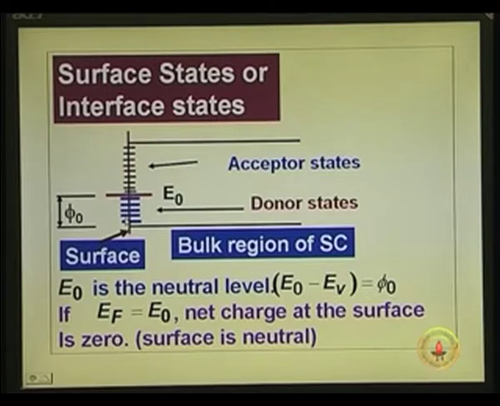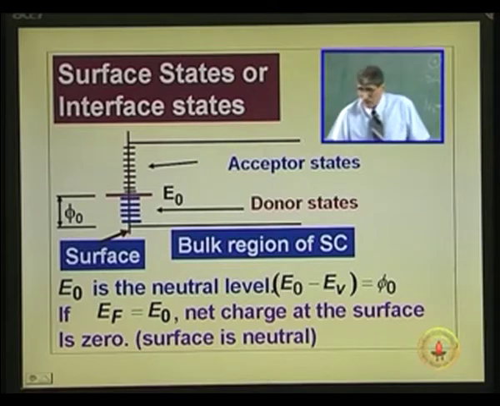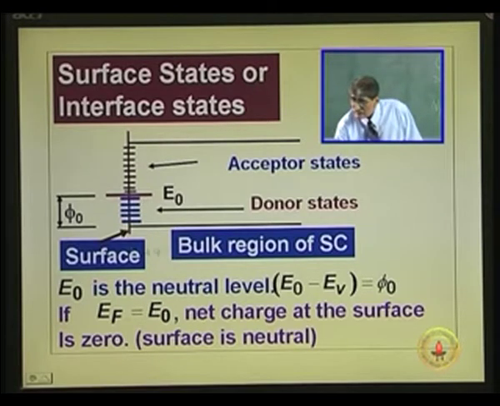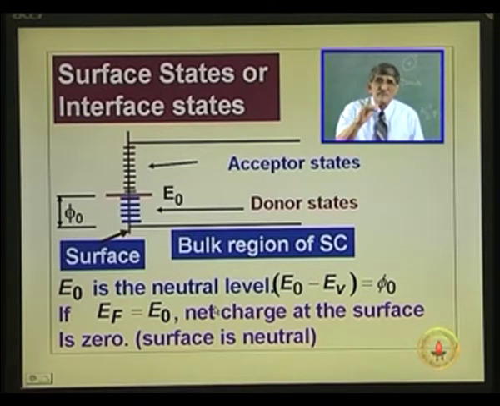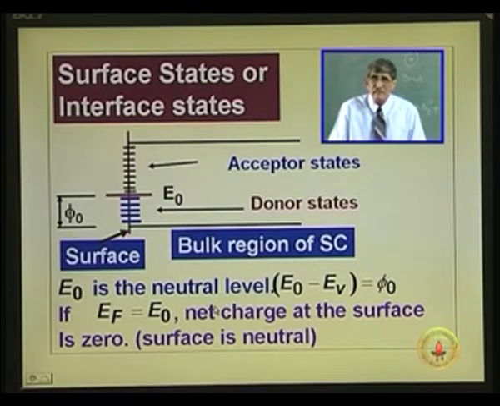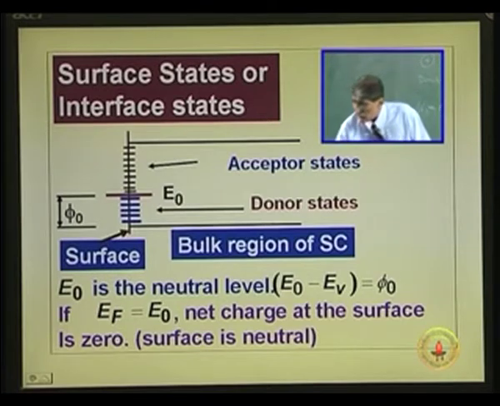But the simple thing to remember is, levels below the Fermi level are occupied, and if the donor level is below the Fermi level, it is occupied, and when it is occupied, it is neutral. Acceptor level above the Fermi level is not occupied, okay, and when it is not occupied, it is neutral. That is the simple thing. So, now, this E naught is called the neutral level. That means, if the Fermi level is parallel to that level, okay, if the Fermi level is at the neutral level, what is the total charge at the surface?